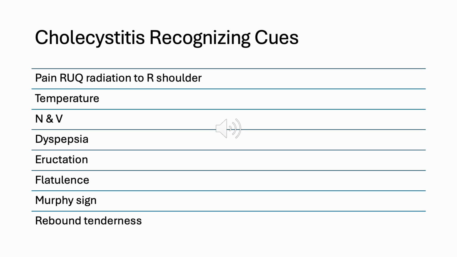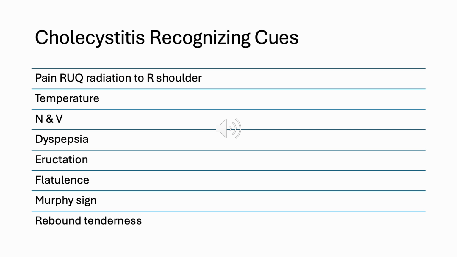The signs and symptoms of cholecystitis include pain in the right upper quadrant with radiation to the shoulder, especially after eating a fatty meal, which makes sense because the gallbladder will start to contract after you eat a fatty meal, and so they can get biliary colic from that. The patient will have a temperature because it's an itis. There's inflammation of the gallbladder. Nausea and vomiting are common. Dyspepsia is common. Eructation and flatulence. So eructation is belching. Flatulence, I think you know what that is. So air is coming out of both ends.